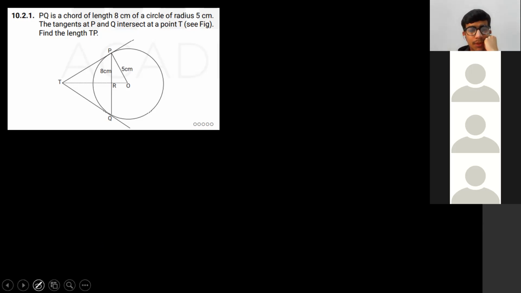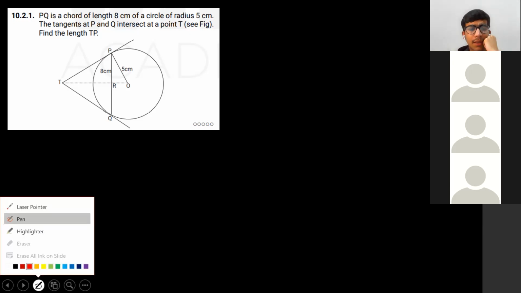Okay, what is the first step you are doing in this question? What can you figure out, what can we find out?